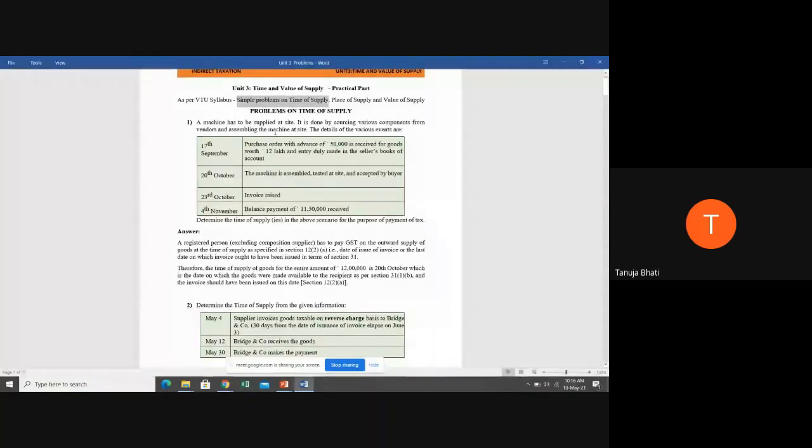So a machine has to be supplied at site. It is done by sourcing various components from vendors and assembling the machine at site. The details of various events are: on 17th September, purchase order with advance of 50,000 is received for goods worth rupees 12 lakhs, and entry duly made in the seller's books of accounts.